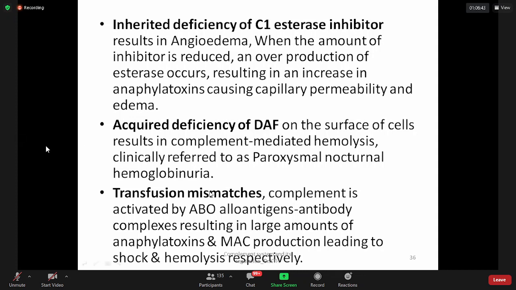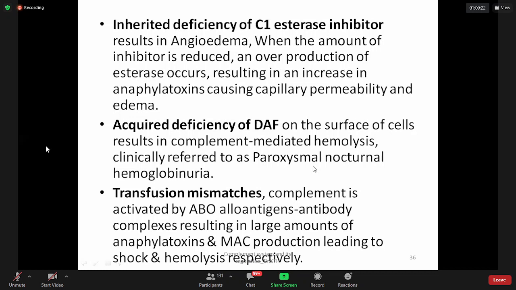Then we have patients who have a deficiency of the decay accelerating factor. Remember we said that on the red blood cells, we have this decay accelerating factor which stops C3b from attaching onto these red blood cells. So individuals who lack this decay accelerating factor will end up getting complement-mediated lysis, and the disease is called paroxysmal nocturnal hemoglobinuria. These patients will usually present with the passing of dark urine early in the morning.